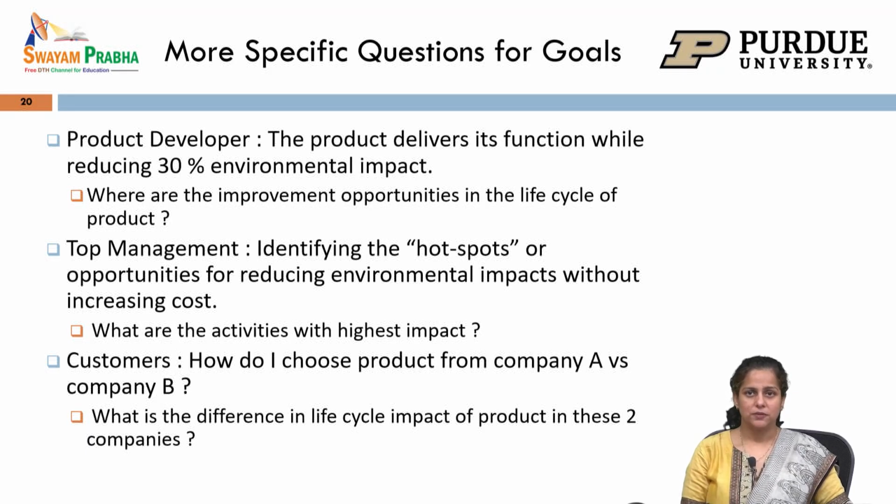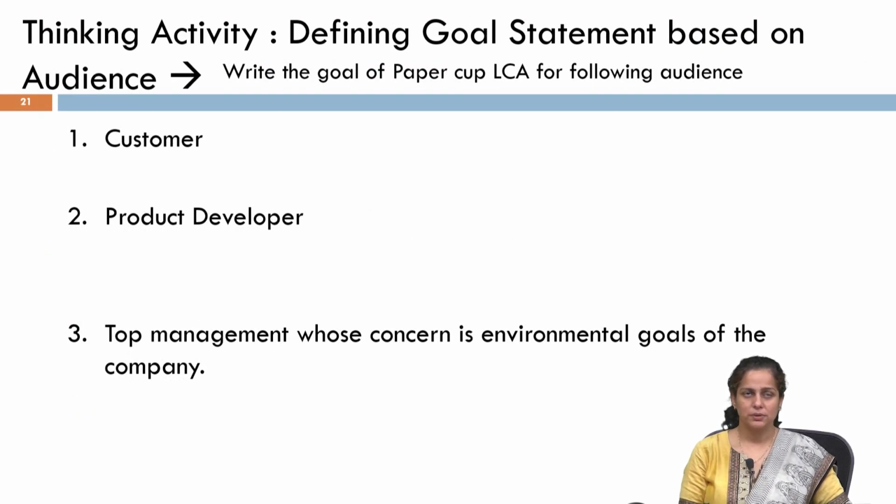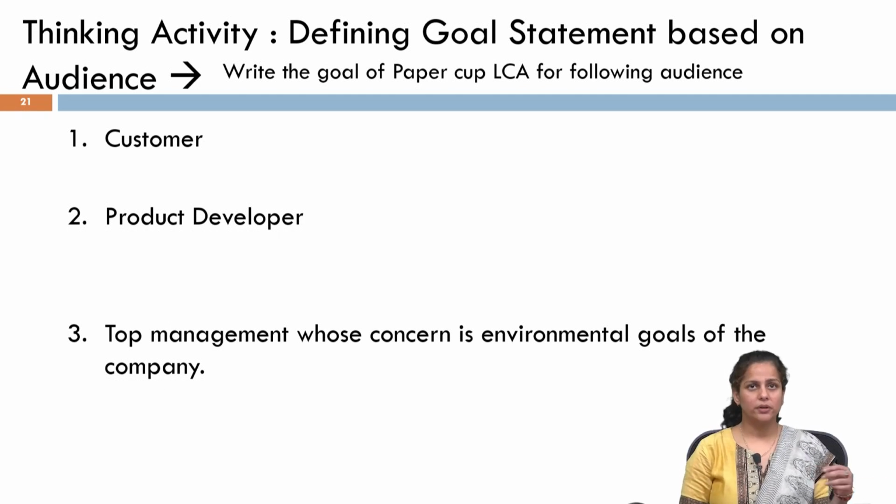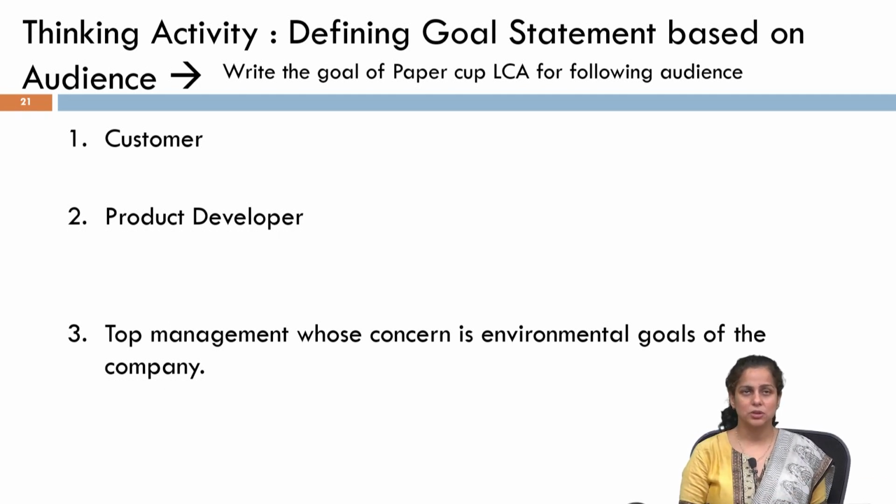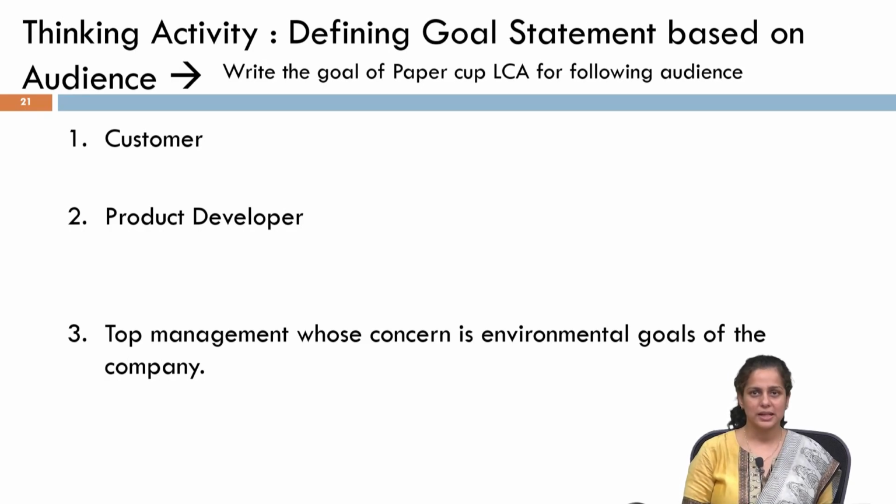With these specific questions, let us do a simple thinking activity where I would ask you to write goal statements, and your intended audiences are different for each case. So, first we will think about the customer, then we will think about the product developer, and then we will think about the top management. The idea of writing this goal statement is to really narrow down what your LCA could be used for once you have finished the study.